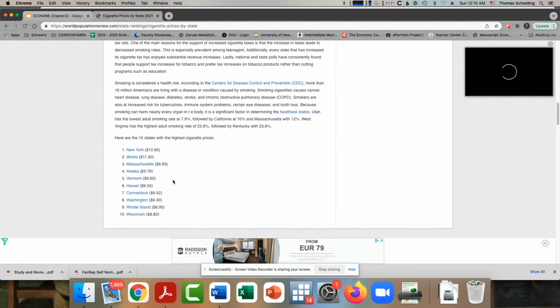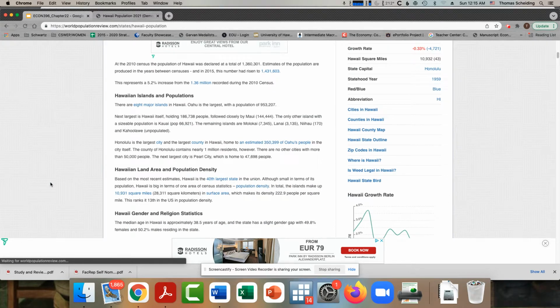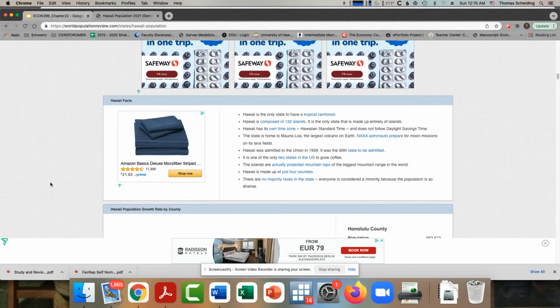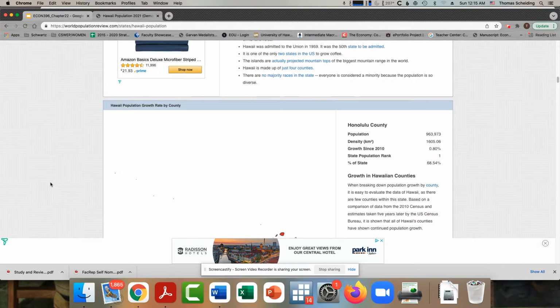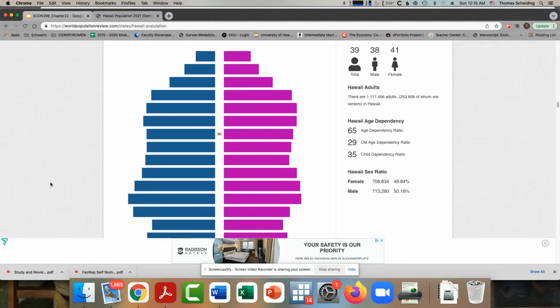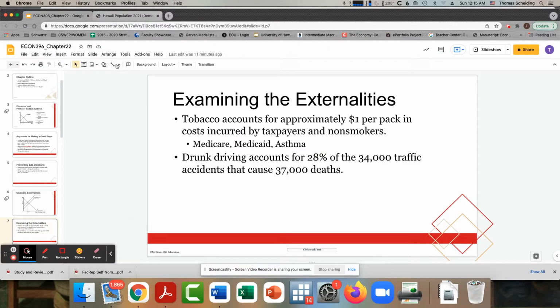So why does a pack of cigarettes cost so much? Most of that are the taxes that are associated with it. Not sure what this is telling us here. This is just facts about our state. I'm not sure it's really telling us anything here. Why is that? Why is it so expensive?